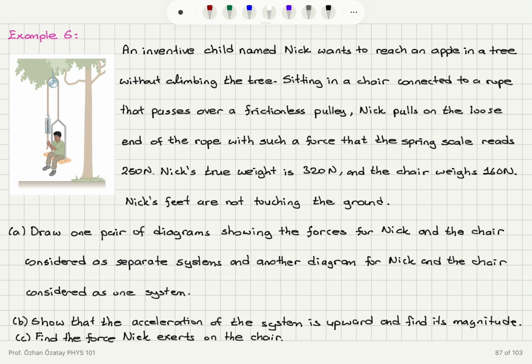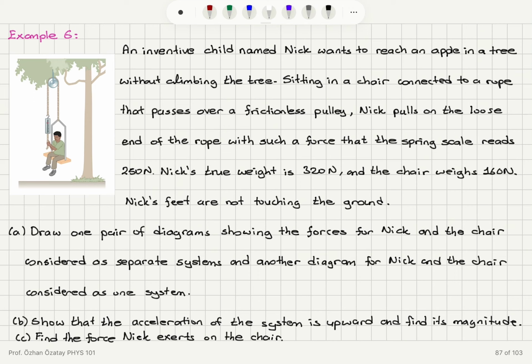Okay, let's move on to the next example. Example 6. Now we have an inventive child named Nick, who wants to reach an apple on a tree, and in doing so we have an important setup here that he is utilizing. So we're going to talk about this setup.